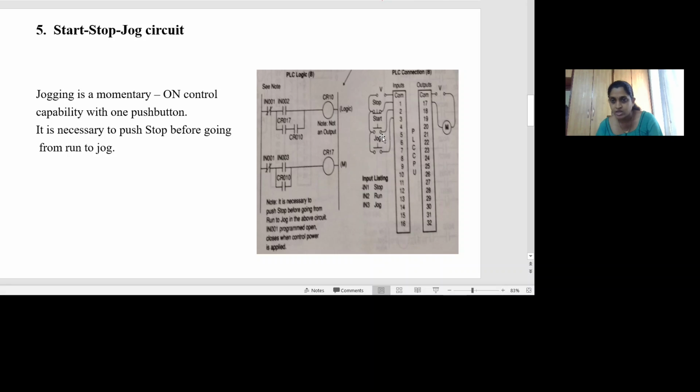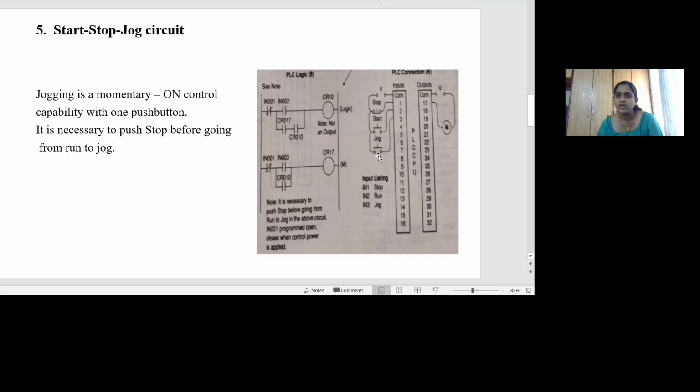So I need to start a run, and this is achieved using the start switch, which is connected between the common terminal and terminal 2. Then I want to jog, that is, run at a lesser speed. In that case, the jog switch will be used, and it is connected between the common and terminal 3.